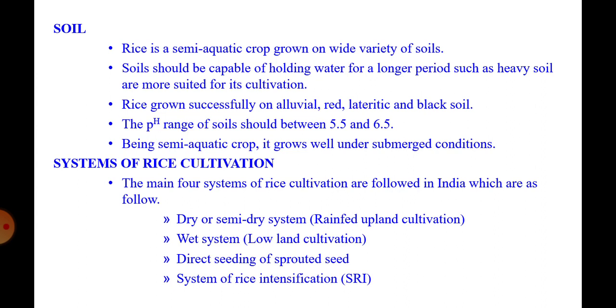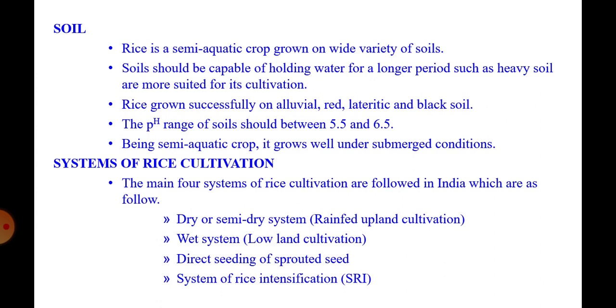Now we will see soil. Rice is a semi-aquatic crop grown on a wide variety of soil. Soil should be capable of holding water for a longer period, so heavy soils are more suited for its cultivation. Rice grows successfully on alluvial, red, lateritic and black soils. The pH of the soil should be between 5.5 to 6.5, and being a semi-aquatic crop, it grows well under submerged condition.